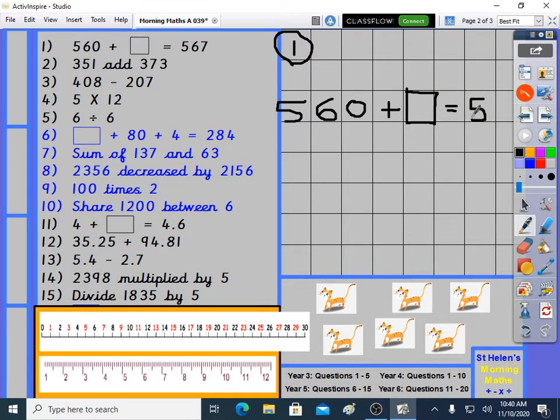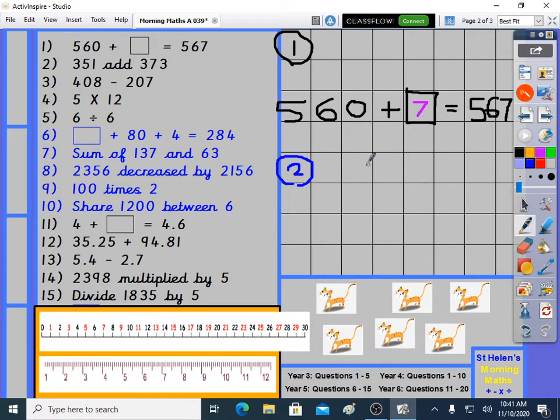560 plus a mystery equals 567. What's missing? 560 plus something, 567. You can see the 7 is missing. 560 plus 7 equals 567.